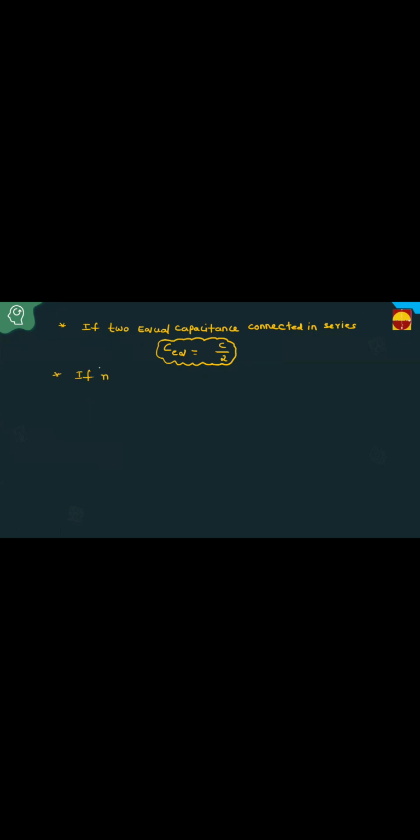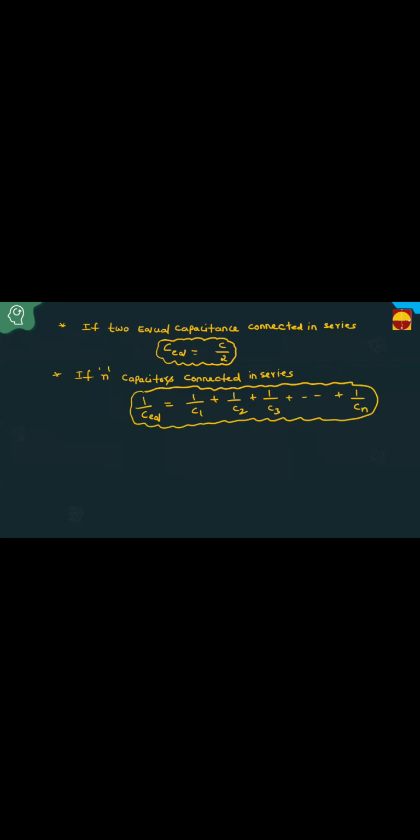If n capacitors are connected in series, then we write like this: 1 by C equivalent equals 1 by C1 plus 1 by C2 plus 1 by C3 plus, and so on, plus 1 by Cn. Like this you have to calculate. Before this, here I gave n capacitances connected in series like this.